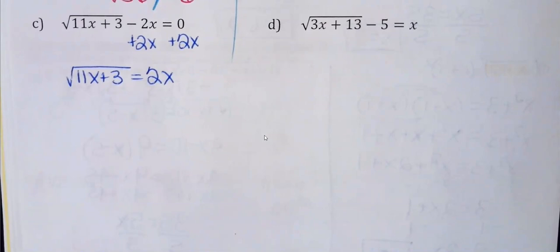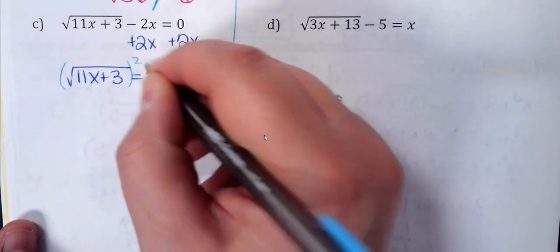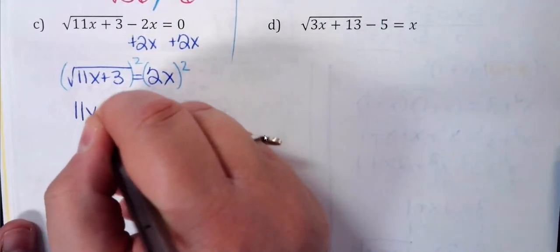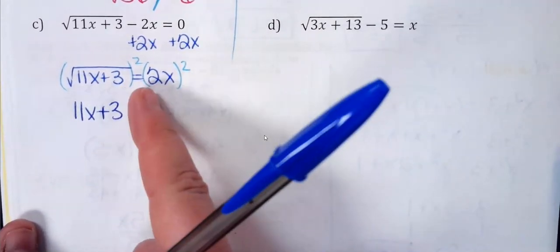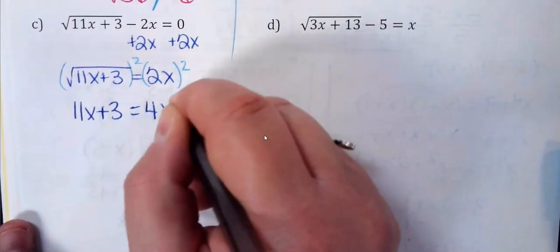Okay, now when you square both sides here, we're just going to use some exponent properties on the right side. We're just going to end up with 11x plus 3 here. When you square 2x, you have to square the 2 and the x both. So that should end up being 4 and then x squared.